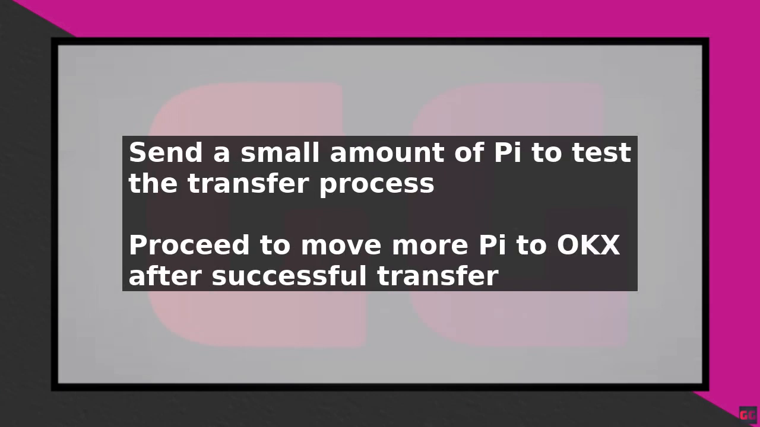in your OKX wallet. For your first transfer, consider sending a small amount, such as 1 to 3 Pi coins, to test the process. If the transfer is successful, you can then proceed to move more Pi to OKX. Following these steps should facilitate a successful connection between the Pi network and OKX.